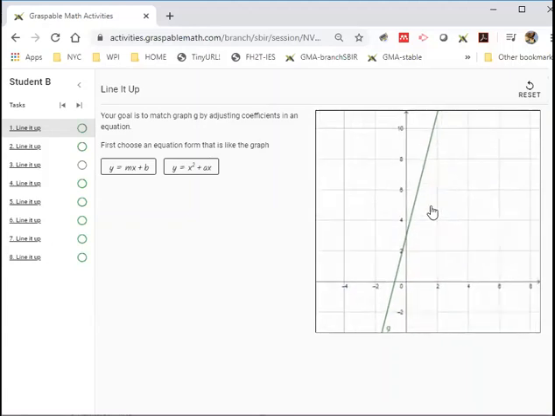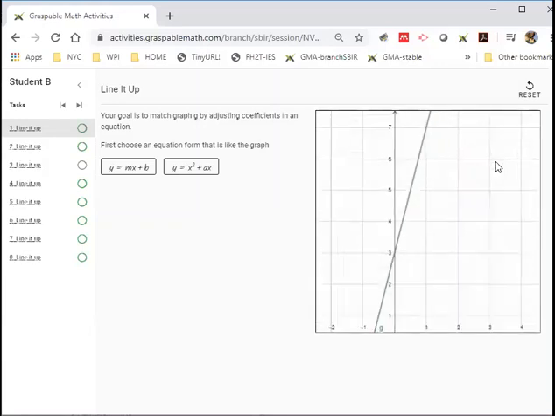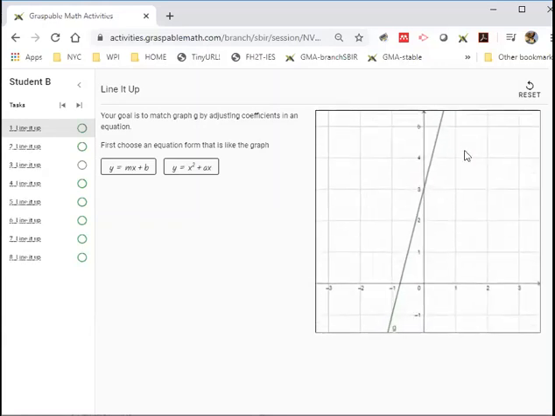Note that you can pan within the graph or zoom in or zoom out. Pay attention to the instructions below the title because they can change with each task. In general, your job is to pick a form of an equation and manipulate it to match graph G.